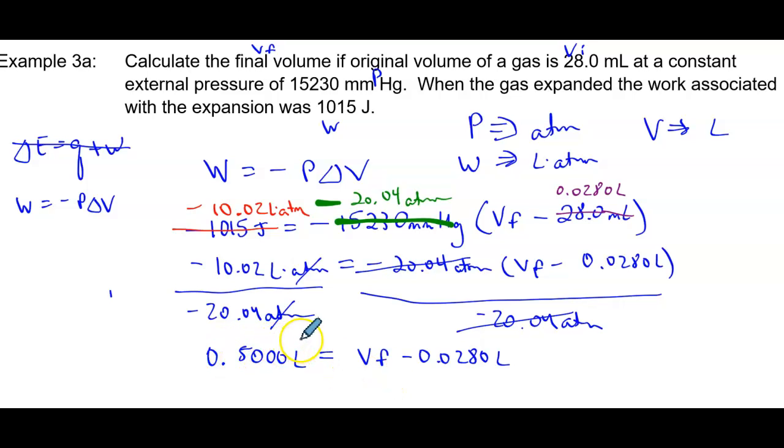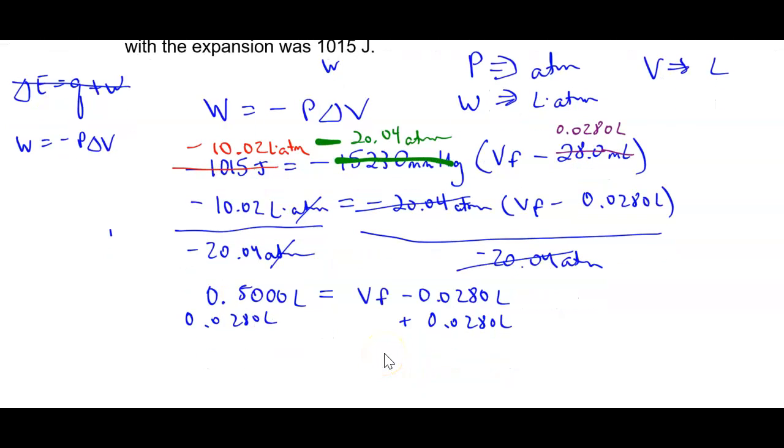So now I'm going to solve for VF further by adding the 0.0280 liters to both sides. When I do that, we're going to get 0.5 plus 0.028, a value of 0.5280 liters equals my final volume. That's the end of that problem.